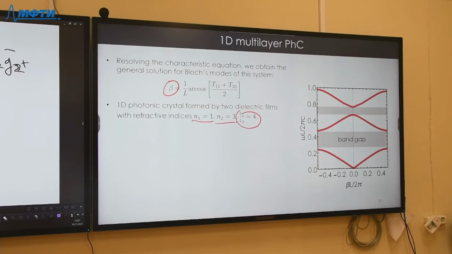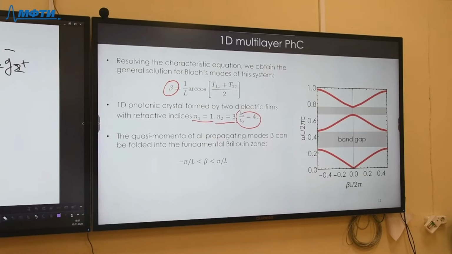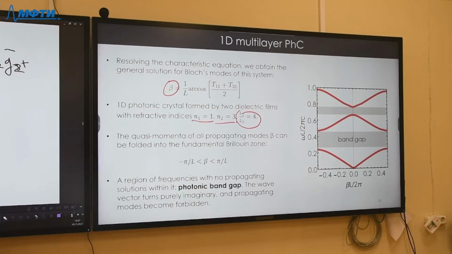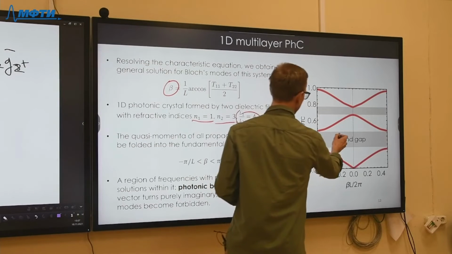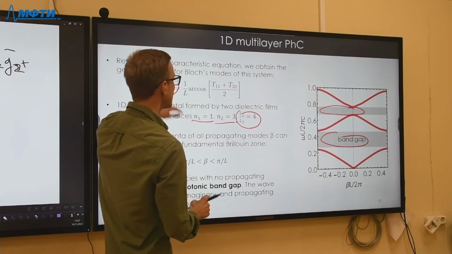So what this plot reveals is that our photonic crystal has a set of propagating modes with different quasi-wave vectors, with different frequencies, and it is symmetric with respect to flipping beta to minus beta, and that makes sense because our photonic crystal has a vertical mirror symmetry. But besides this, we also see a couple of very interesting regions within which there are no propagating states whatsoever. In fact, if you calculate the propagation constant for these frequencies and for these frequencies, it becomes imaginary.